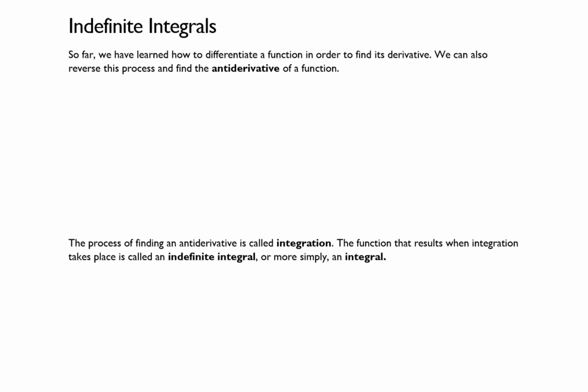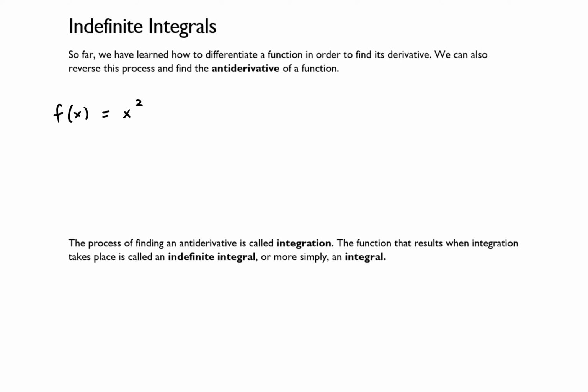So far, we have learned how to differentiate a function in order to find its derivative. We can also reverse this process and find the antiderivative of a function. So let's say that you have some function f of x is equal to x squared. If you wanted to find the antiderivative, instead of taking the derivative, you'd do the opposite process.